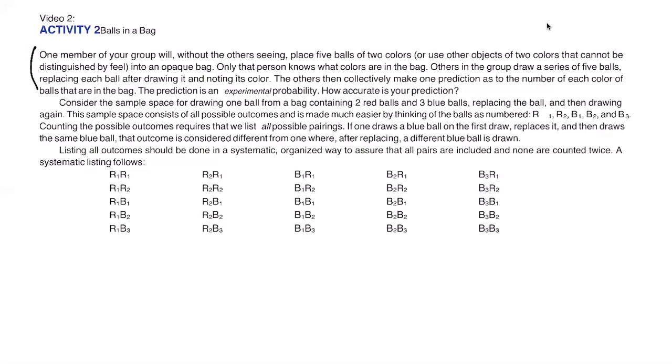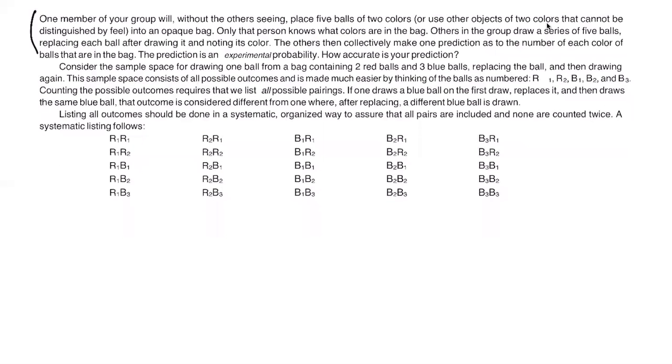If one draws a blue ball on the first draw, replaces it, and then draws the same blue ball, that outcome is considered different from one where after replacing, a different blue ball is drawn. Listing all outcomes should be done in a systematic, organized way to ensure that all pairs are included and none are counted twice. And they have all total possible outcomes here. I'll put parentheses around it and use proper notation as saying this is the sample space.